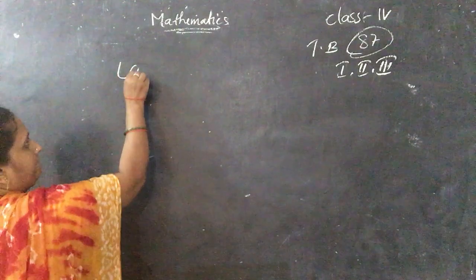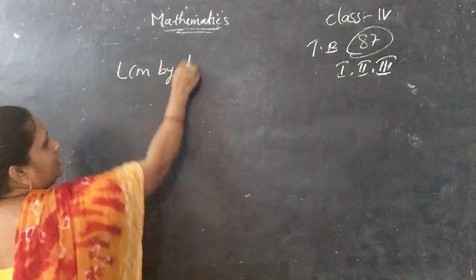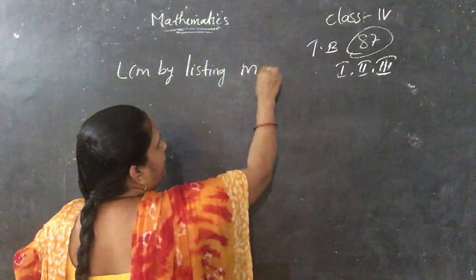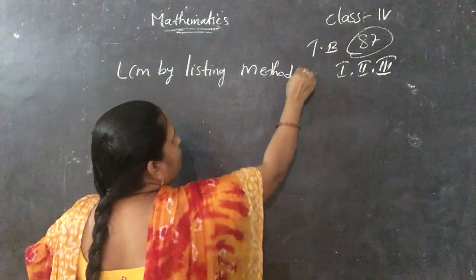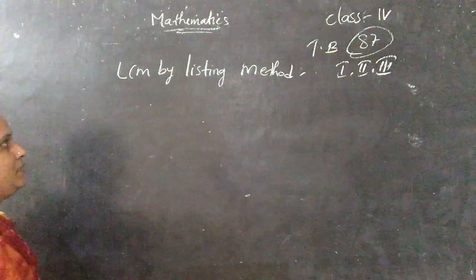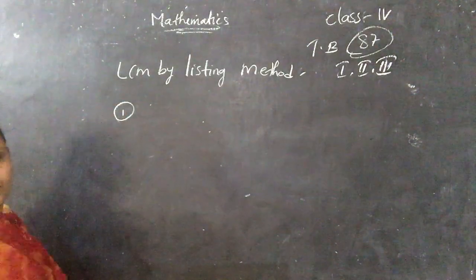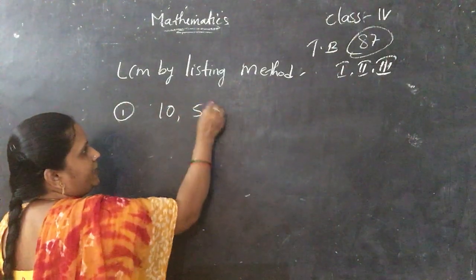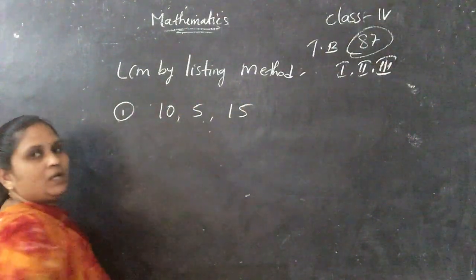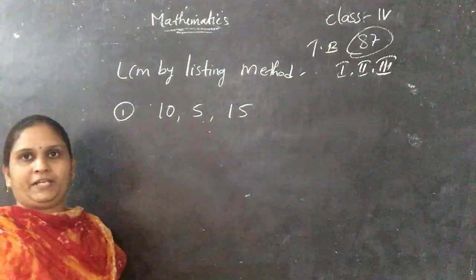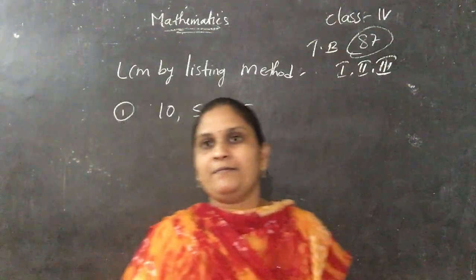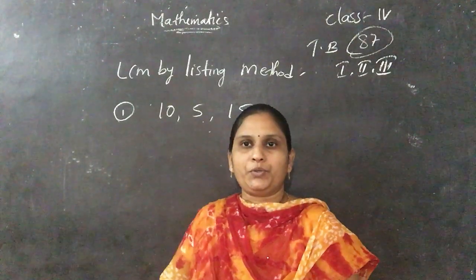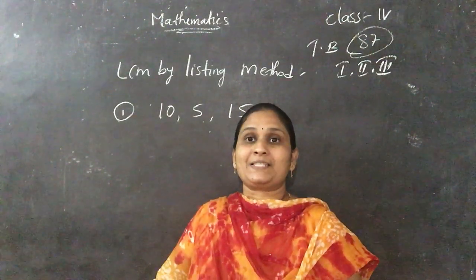LCM by listing method. Okay. So how to do the LCM by listing method? First one, the sum is 10, 5, 15. Okay, so 10, 5, 15. In this, all three different numbers, what you have to do is write the first 10 multiples of each number.